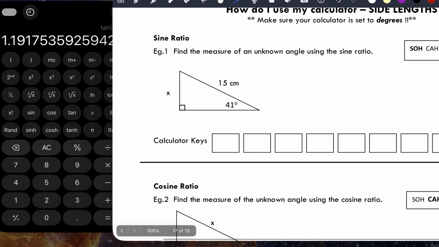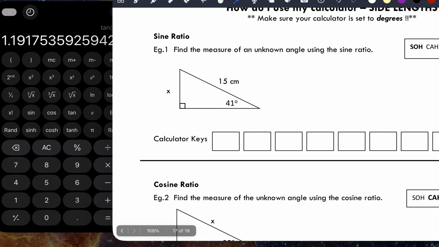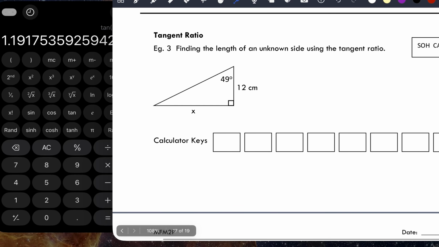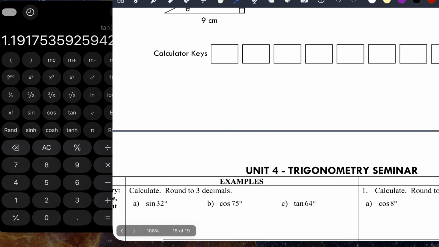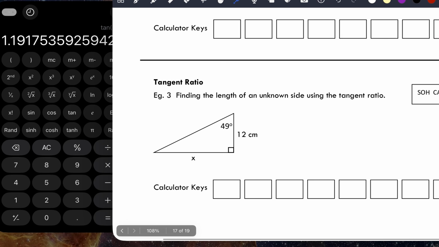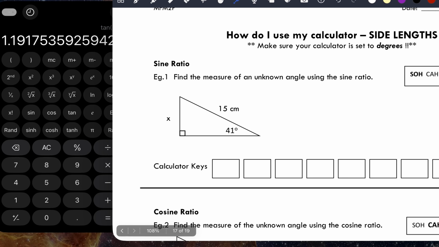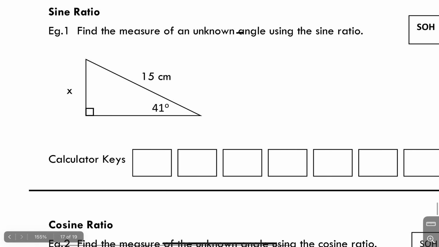So depending on your calculator, you might want to fill out this chart. How do I use my calculator to measure, actually, maybe I should do this separately. No, we can do it now. Find the measure of an unknown angle using the sine ratio. Oh, let's call it actually unknown side. Let's make my screen big again. Find the measure of an unknown side using the sine ratio.